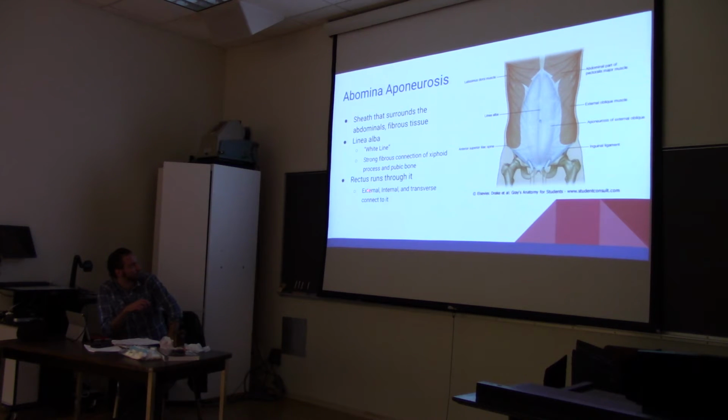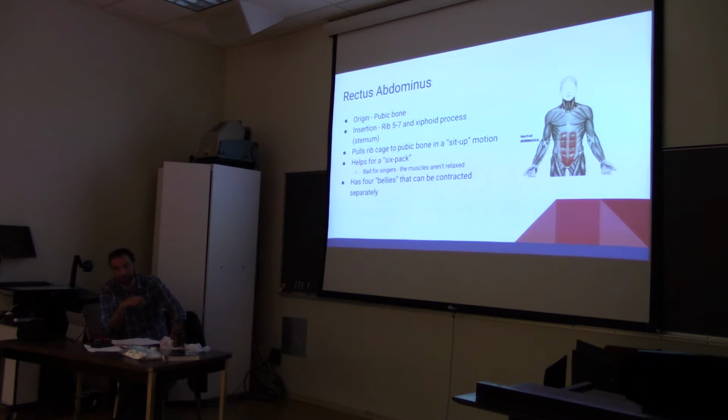Good, so the rectus runs through the abdominal aponeurosis right here, right? And the external, internal, and transverse connect to it on the sides. Yeah? Cool. You can find videos of it and stuff if you want to find really gross pictures.